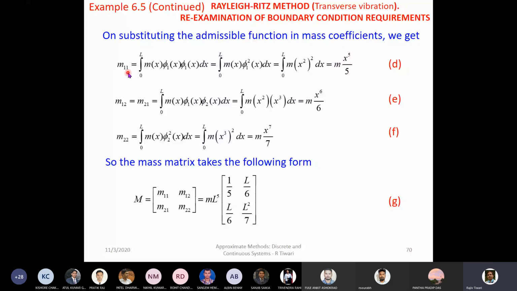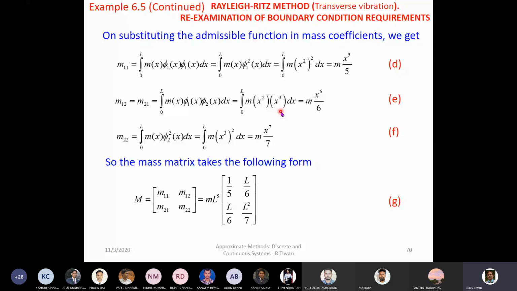M11, so correspondingly phi1 and phi1 will be there. Phi1 square, phi1 is x square. So x square square, if we integrate, we'll get this. Similarly, M12 is m times phi1 phi2. So the change here is phi1 phi2. Whatever the subscript is, even if 2 and 1 is there, they will interchange, nothing will change in this. So now phi1 is x square, phi2 is x cube.